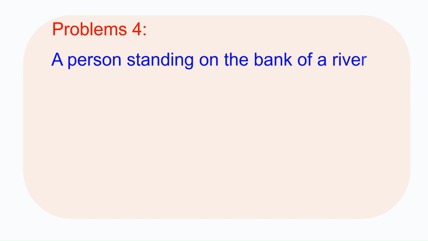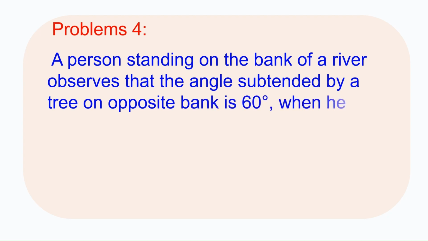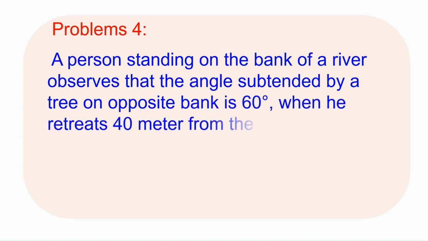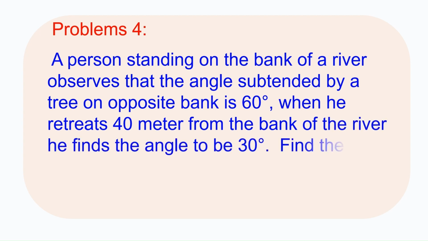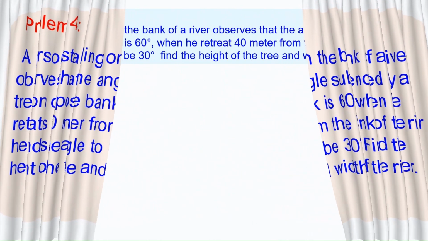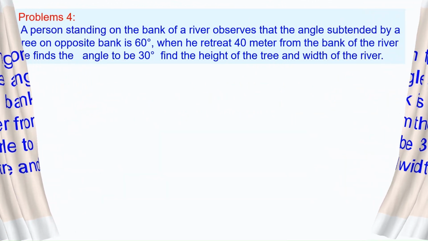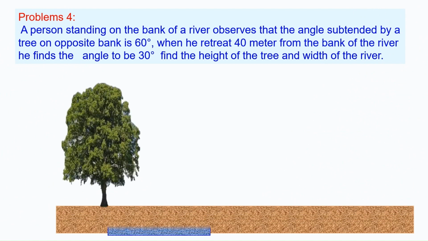Problem number 4. A person standing on the bank of a river observes that the angle subtended by a tree on the opposite bank is 60 degrees. When he retreats 40 meters from the bank of the river, he finds the angle to be 30 degrees. Find the height of the tree and width of the river. Now imagine the scenario on the ground, and then draw a line diagram of an equivalent right-angled triangle to represent this situation.